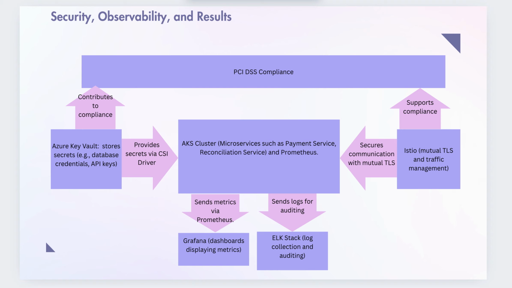These components work together. Key Vault secures secrets, Istio encrypts traffic, ELK logs events, and Grafana monitors performance, all within the AKS cluster. This stack ensures robust security and observability, supporting 10,000 transactions per second, rapid issue resolution, and PCI DSS compliance, critical for our payment hub.